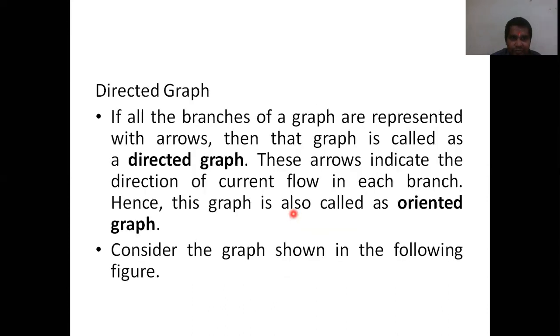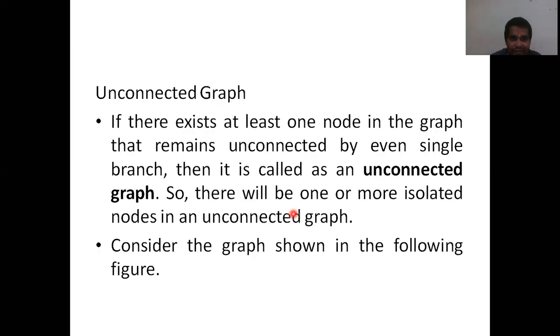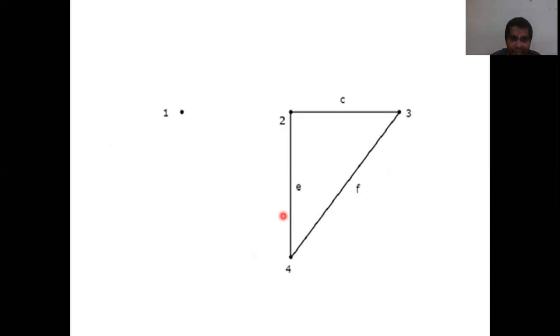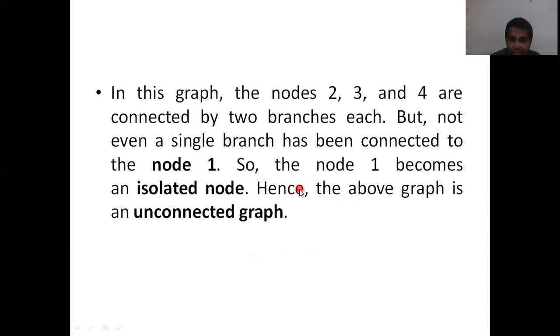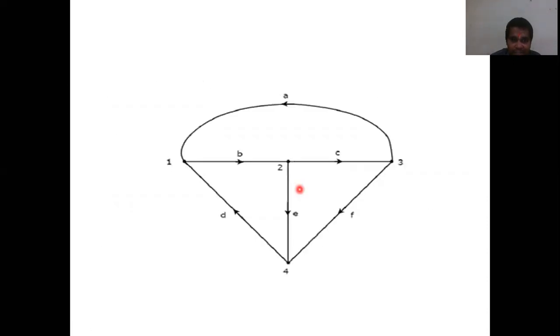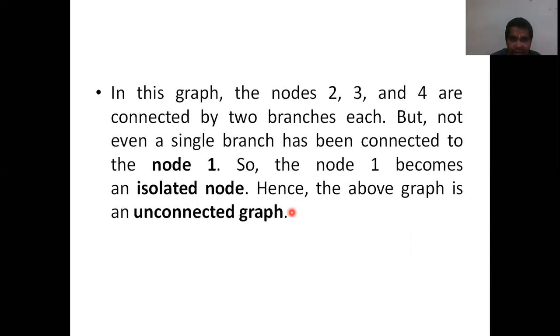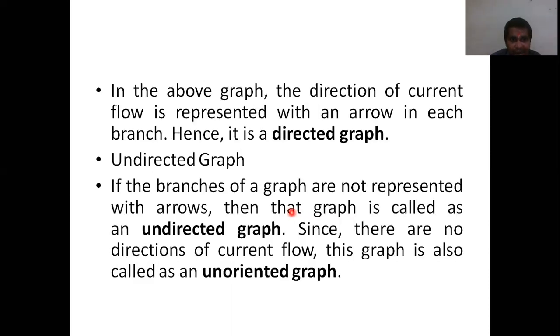So graph, you can say connected graph, unconnected graph. Connected graph means the graph in which all the nodes are connected. Unconnected means that some of the nodes may not be connected with the branches. And a directed graph means directions are marked on each branch. Undirected means no direction is marked in the graph. That is an undirected graph. And subgraphs, we have seen tree and core tree.